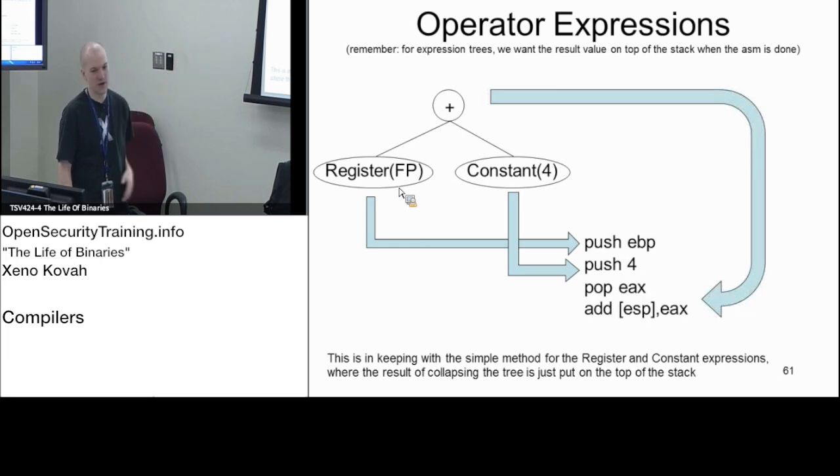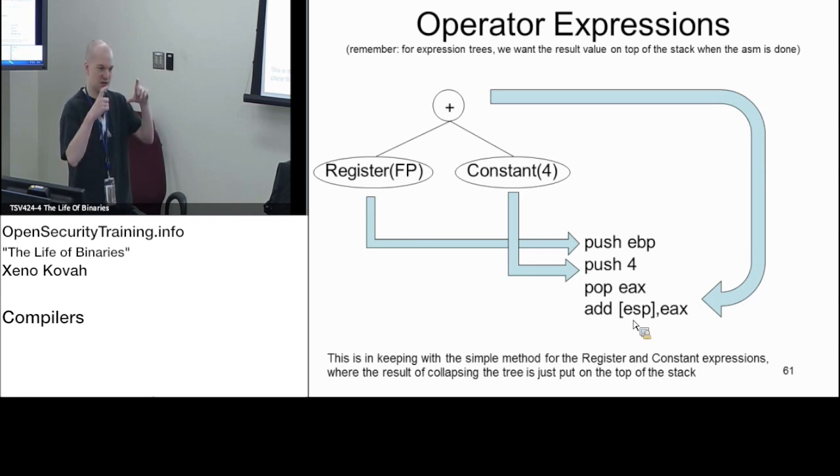Then you put some code that says pop EAX. So it's going to take this 4 that was just pushed onto the stack and pop it off into EAX. It's sort of like just doing EAX equals 4. And then you're going to do add, and then square brackets ESP. This was in our Intel assembly syntax.